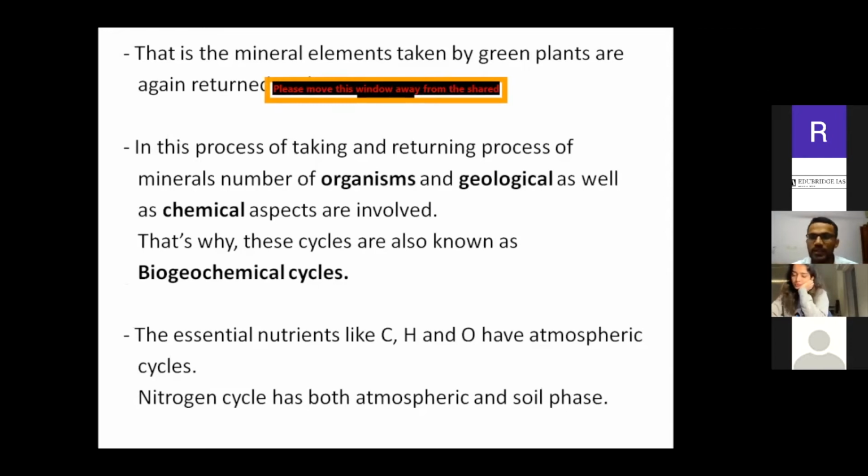So in this process, why is it called a biogeochemical cycle? Because it involves bio, that means life. Organisms are involved. Geo, that means it involves rocks or soil. And also, as these are chemical, there are many chemical reactions which make available these nutrients to biotic components. That's why it involves biological component, geological component, and chemical components, and that's why it is known as biogeochemical cycle.